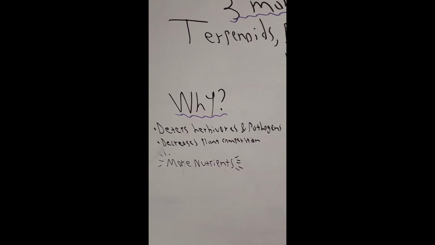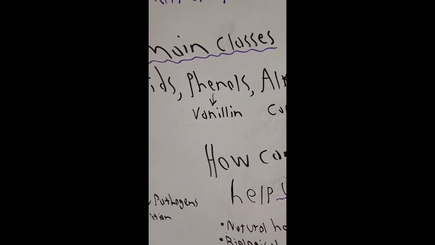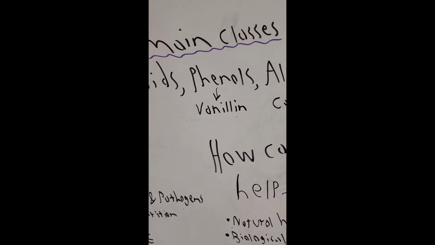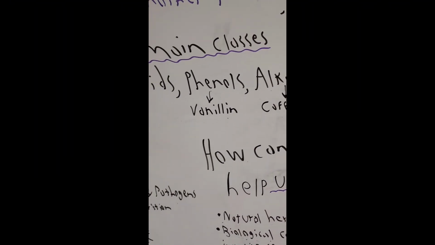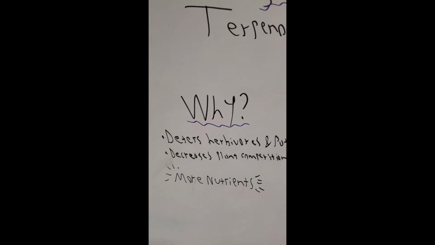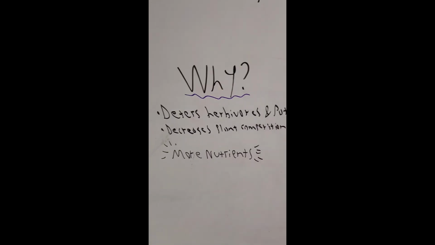Well, it deters herbivores and pathogens, so it's actually thought that phenols, which have strong aromas and tastes, are meant to deter insects, and alkaloids are actually toxic to a lot of insects if they eat them. And it decreases plant competition so that plants can have more nutrients for themselves.